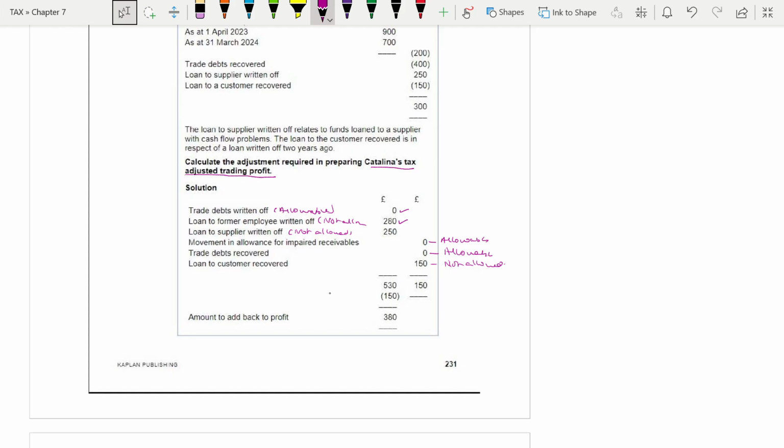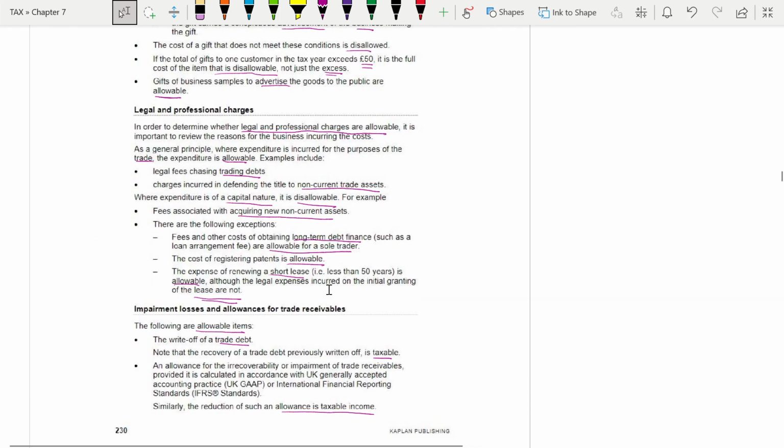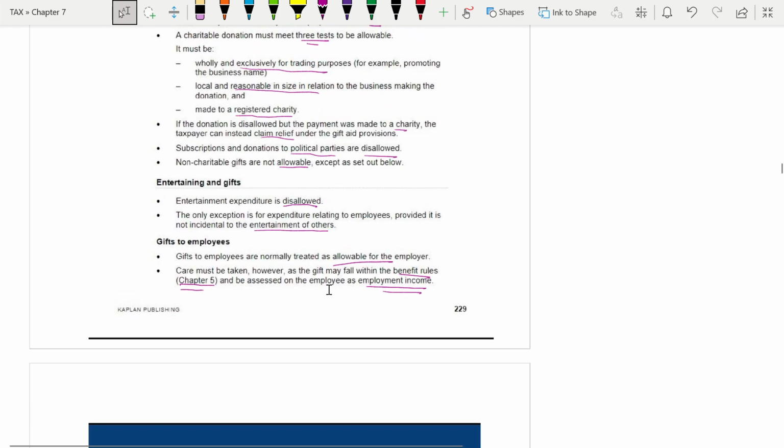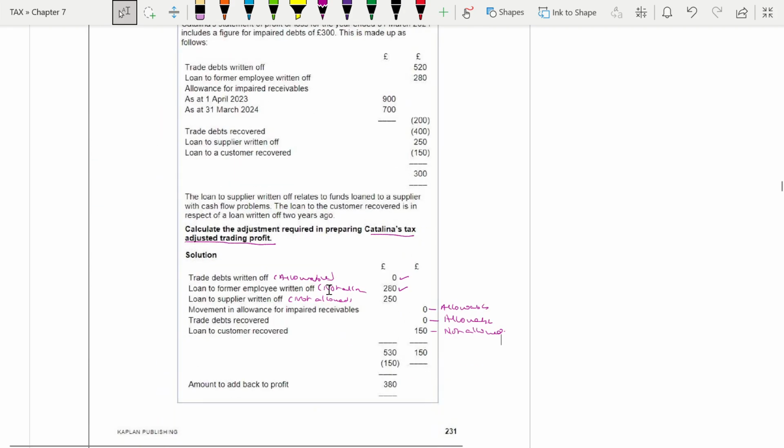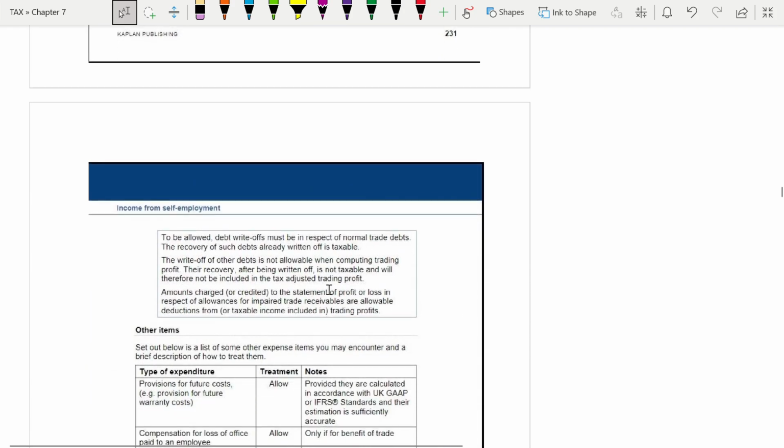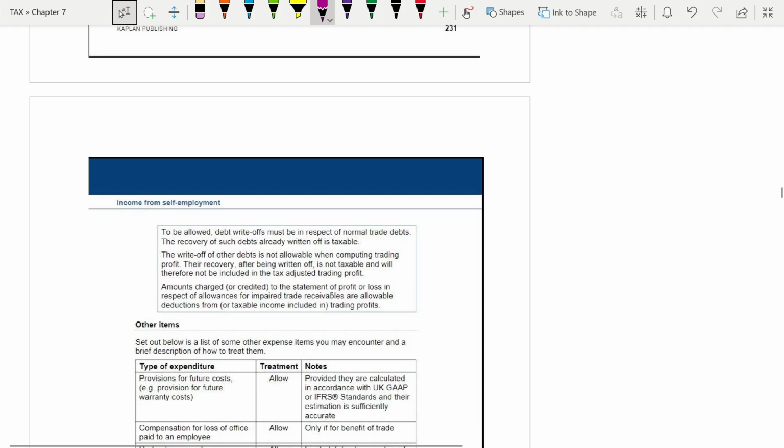Now you understand what you are going to work out. We have to be very, very specific with respect to these terms and conditions. To be allowed, the trade debt written off must relate to normal trade debts. The recovery of such debts already written off is taxable. These are the points which we have to revise whenever we are doing this.